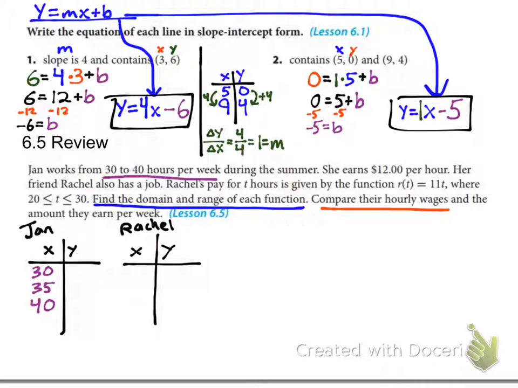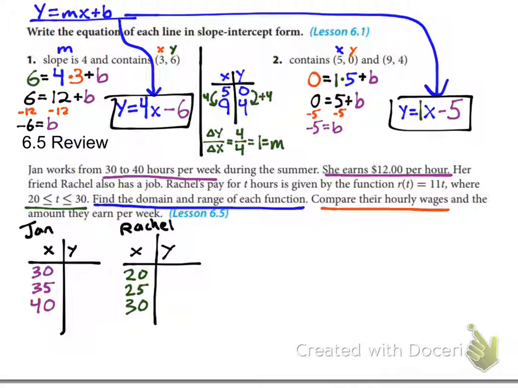and go all the way up to 40. And I'm just going to put down 35 because that seemed like a good stepping stone from 30 to 40. Then Rachel, it gave this little inequality: 20 is less than or equal to t, which is less than or equal to 30. Well, that's another way of saying from 20 to 30. So I'm going to go 20, 25, all the way up to 30.